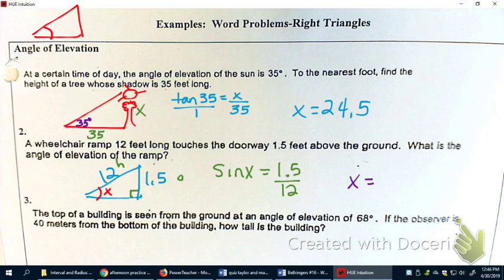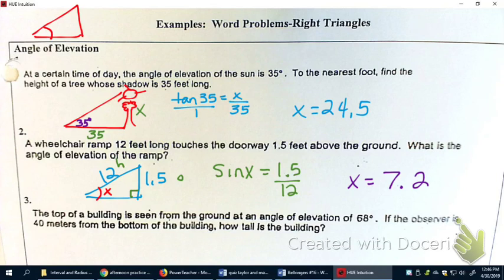Ben, what do you get for your answer? Have you put it in the calculator yet? 7.2. Let's think about that a second. 7.2 is in degrees. Talking about a wheelchair ramp, should a wheelchair ramp have 7.2 as the degrees that it's going up?